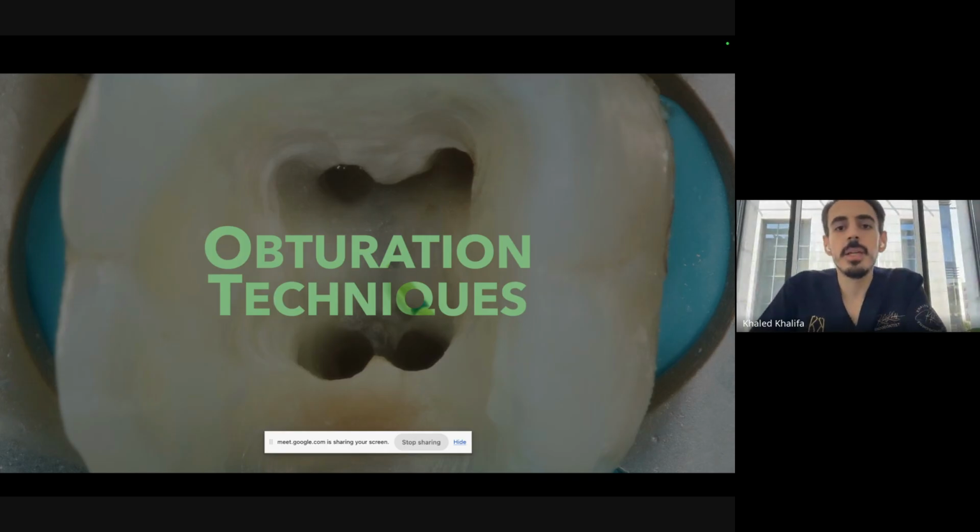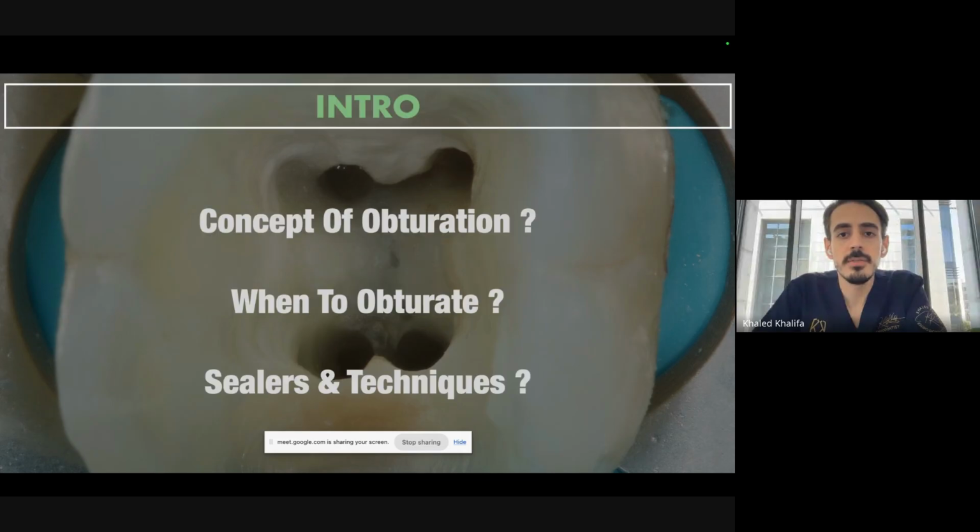Okay, let's start with the obturation techniques. Obturation is very simple. The concept of obturation is to provide a 3D seal and to maximize the amount of gutta-percha more than the sealer inside the canal. The concept of obturation is simply doing a coronal seal and an apical seal and entombing the rest of the bacteria inside the canal.